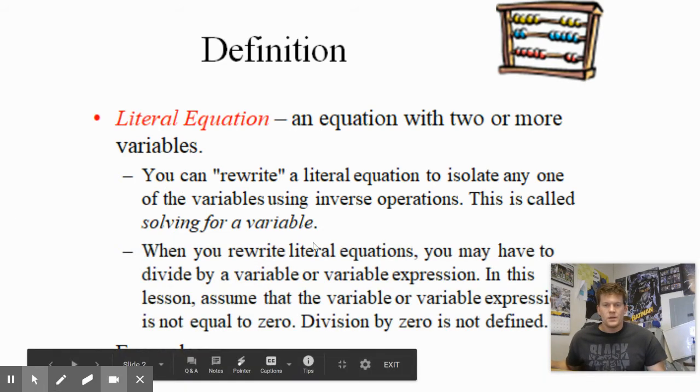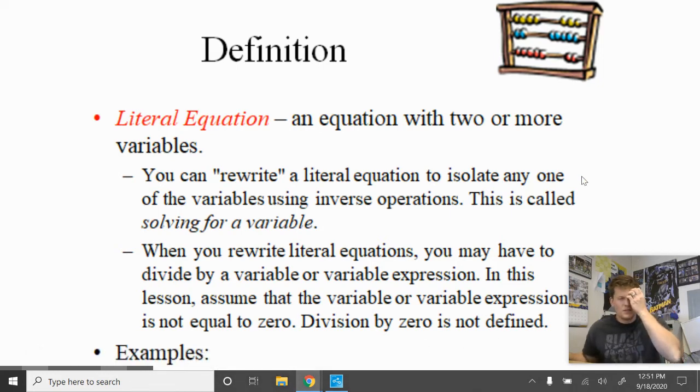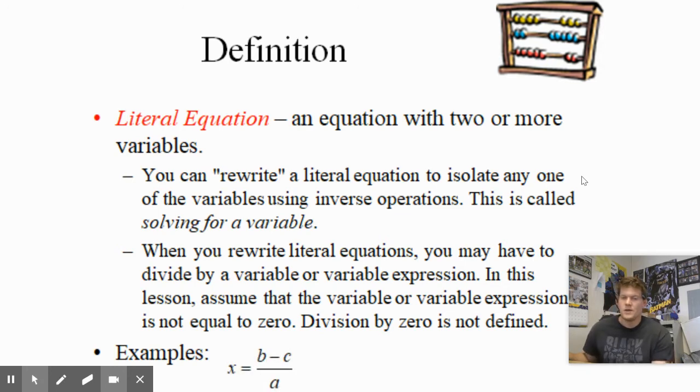When we rewrite literal equations, we may have to divide by a variable or a variable expression. In this lesson, assume that all variables and variable expressions are not equal to zero, because dividing by zero is not defined. Some examples of literal equations include this: x equals (b minus c) divided by a. Look at all those different variables, a lot of variables in an equation. Here's another example: z equals 2/5 x times (y plus 3). So they could have numbers mixed in with it as well. Could be all variables like in that other example there. But those are literal equations, two or more variables in an equation.